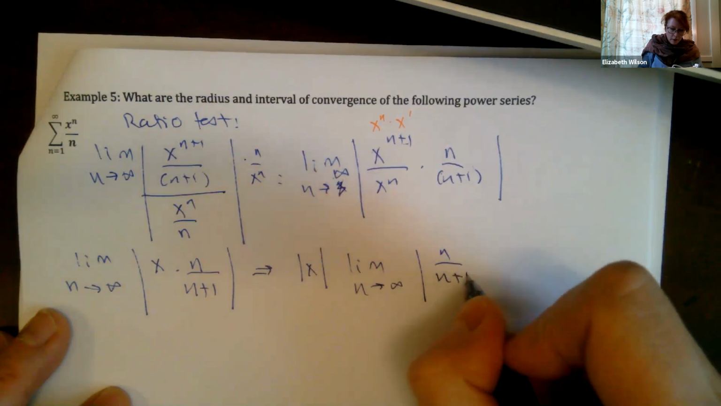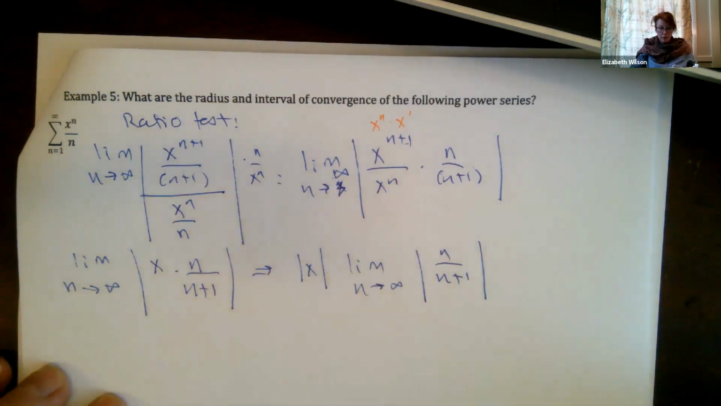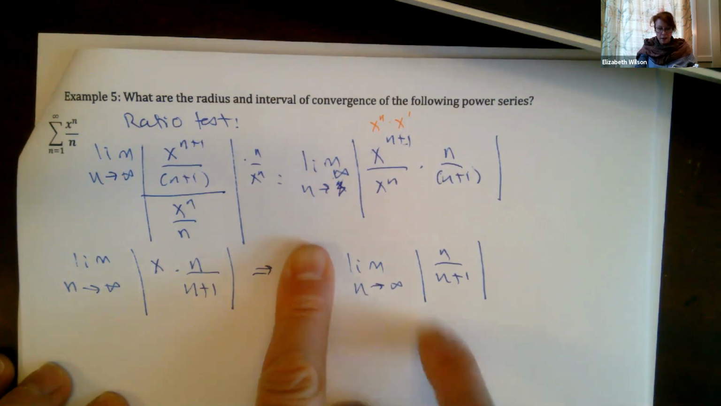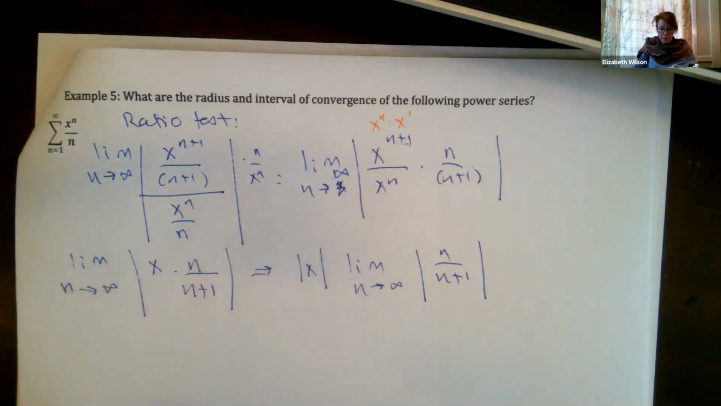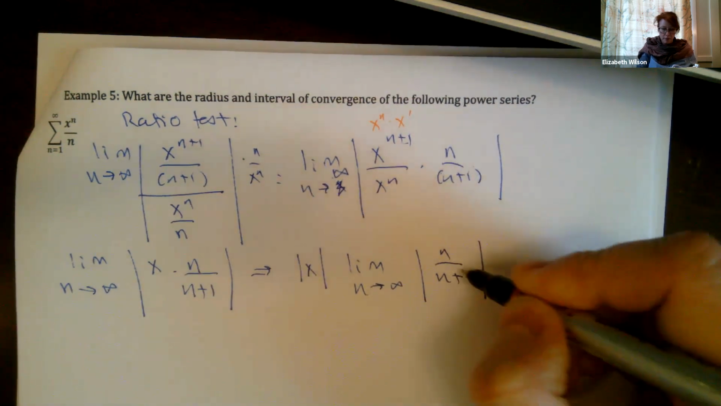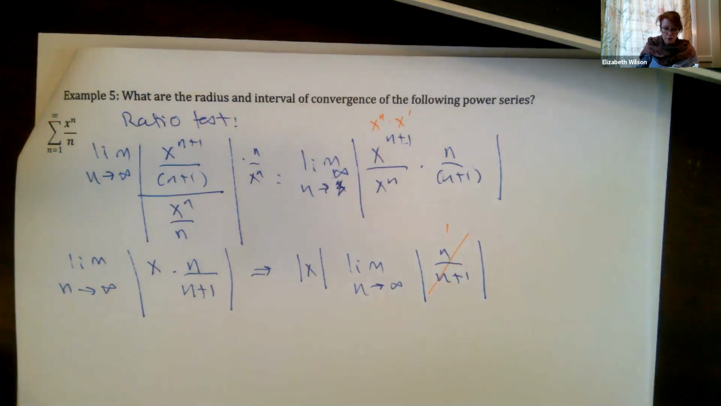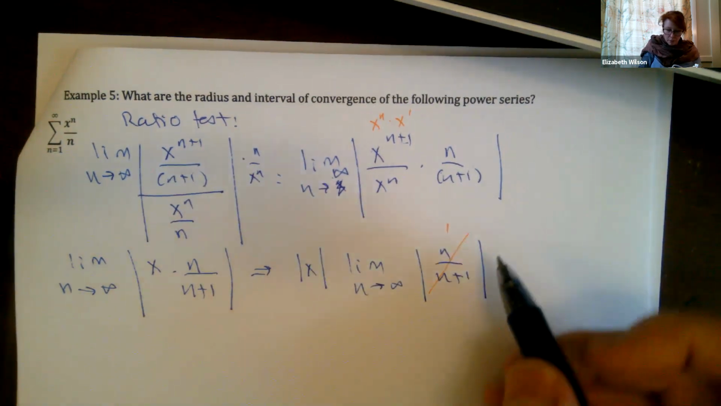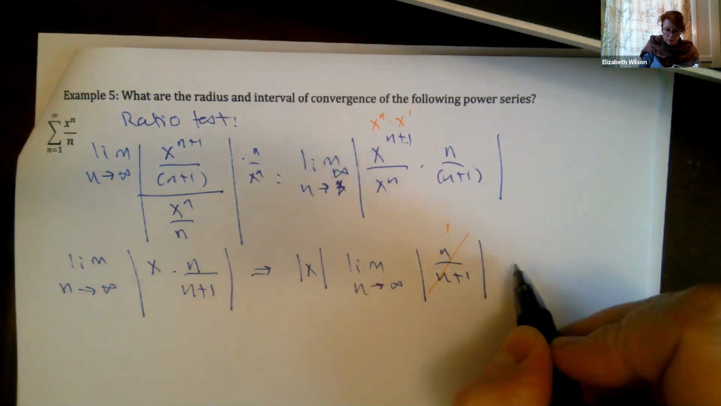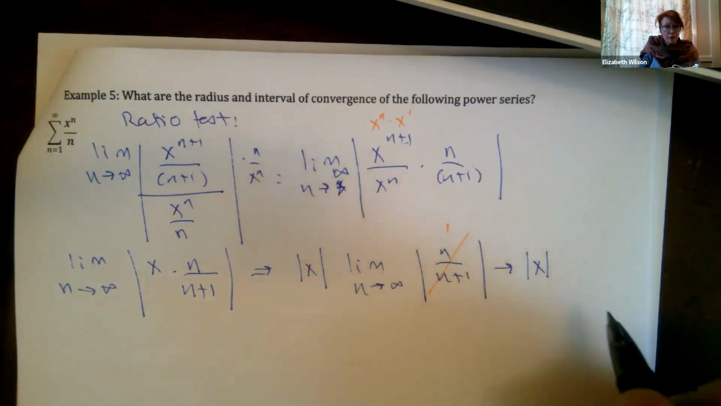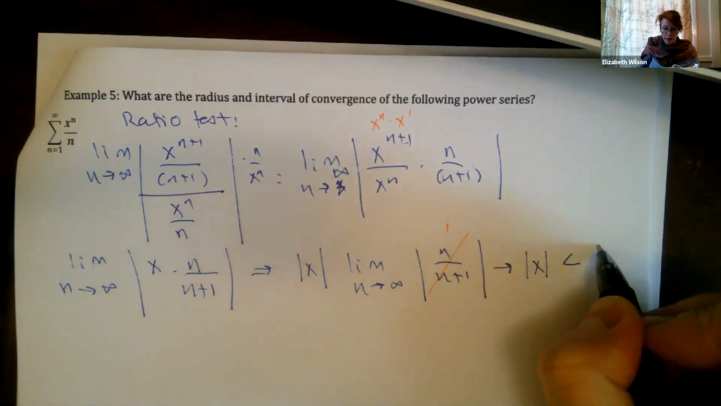So let's talk about this right here. The limit as n goes to infinity of n over n plus 1: my highest degree terms are the same, so I'm dealing with the coefficients. This thing goes to 1. Now here's the tricky part. Basically our limit is equal to 1, so what this is equal to is the absolute value of x. This is where I apply my criteria for convergence on the ratio test.